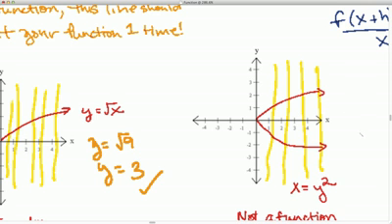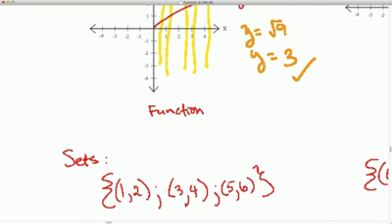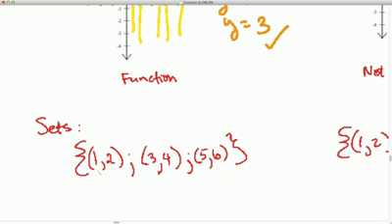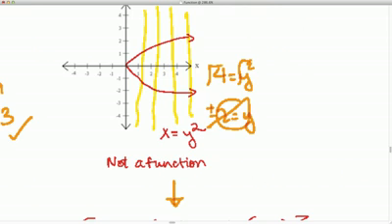But if you have something like this, where you actually have to square root both sides, then you get plus or minus 2 for the x value of 4. So because you got two y values there, that would not be a function. If we're looking at sets, just look for repeats. Here there's no repeats in the x values, so we're good to go. We know that's going to be a function. Whereas here, you should be able to recognize immediately that the x value of 3 has two different y values, so therefore it's not a function. Hope that clarifies that part of it.